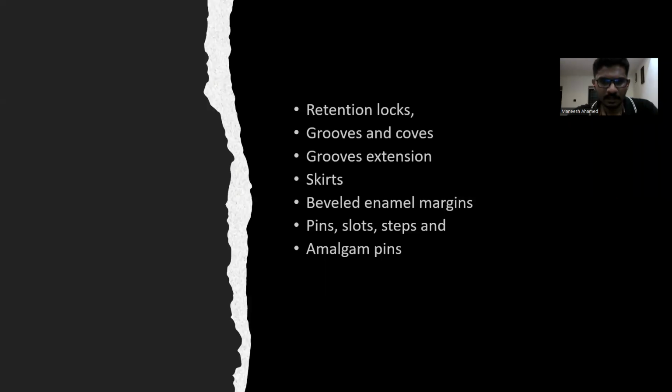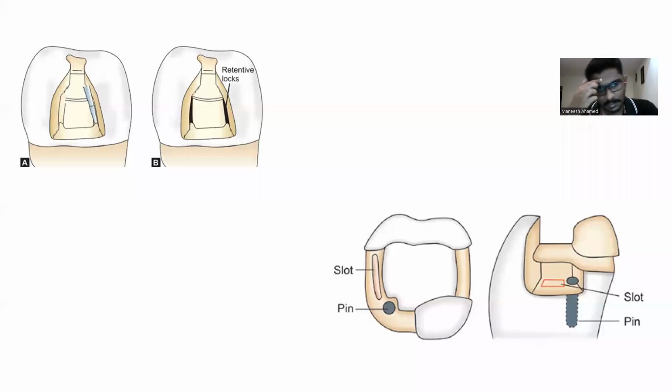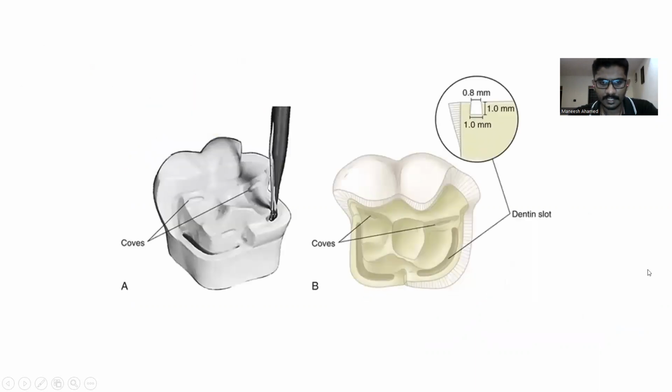These features are retention locks, grooves and coves, screws, extensions, skirts, beveled enamel margins, pins, slots, steps, and amalgam pins. These are examples of retentive locks. This is an example of a slot, and in certain cases we use amalgam pins for retaining amalgam in a complex amalgam restoration. These are diagrams which depict coves and dentin slots.